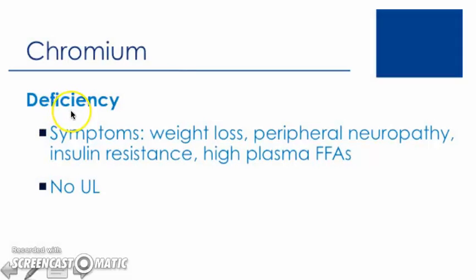We'll see here deficiency symptoms. So with chronic low intake of chromium and low chromium status, we see various deficiency symptoms such as weight loss, peripheral neuropathy, insulin resistance. So this is going to be a key one to focus on as it relates to chromium deficiency, as well as high plasma free fatty acids. There is no tolerable upper intake level for chromium.